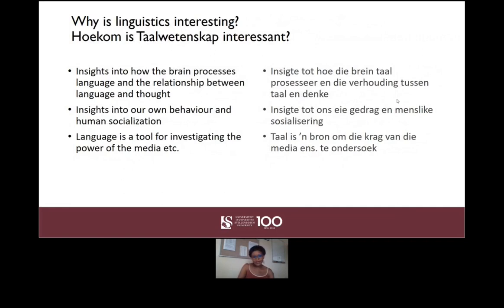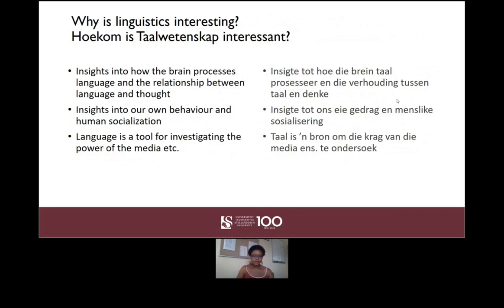So why is linguistics interesting? Linguistics gives insights into how the brain processes language and the relationship between language and thought. Have you ever wondered, for instance, what comes first, language or thought, the word or the thought? Have you ever wondered maybe if you'll be able to conceptualize something if you don't have the word for it in your language?